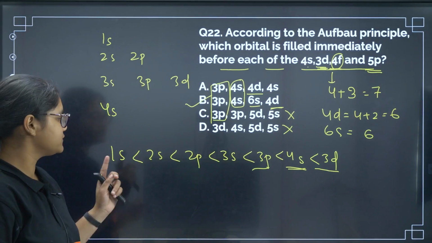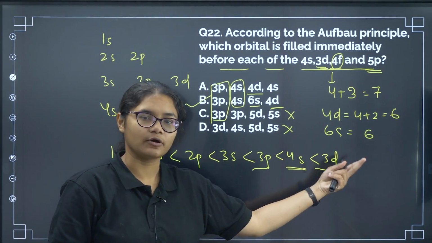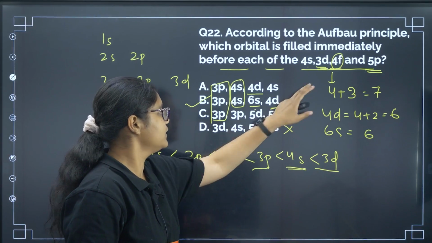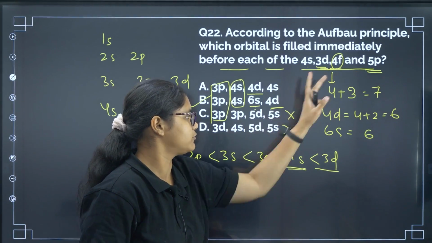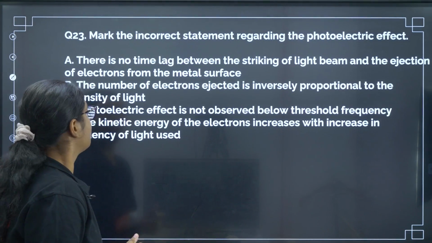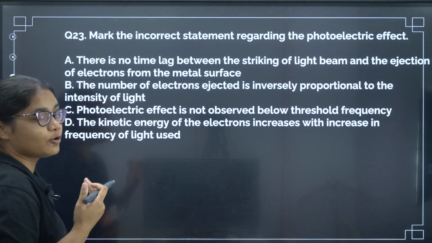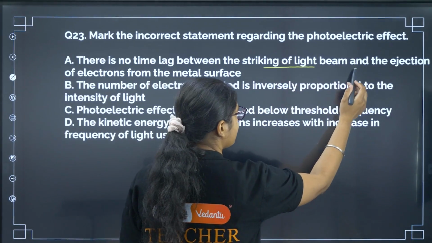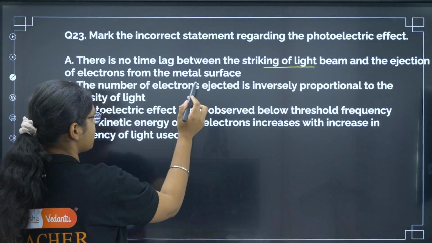Okay, what you have to do is learn this order. What is the filling order of electrons here? If you have seen that order, it will come after 3d. Before 4f, 6s should be filled, before 5p, 4d should be filled. Okay, next question. Mark the incorrect statement regarding the photoelectric effect. Okay, very important again. There is no time lag between the striking of light beam and the ejection of electrons from the metal surface.